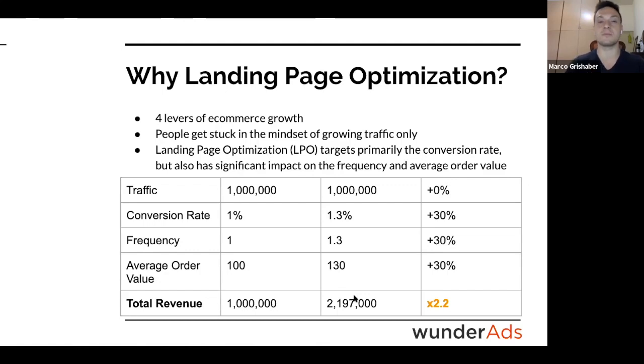by taking the same traffic, we just improve the other levers by 30%. And as you can see, the total revenue will be more than double just by focusing on those other levers. So yeah, that's basically one thing to take care of. And landing page optimization is also mainly targeting the other levers, especially the conversion rate.